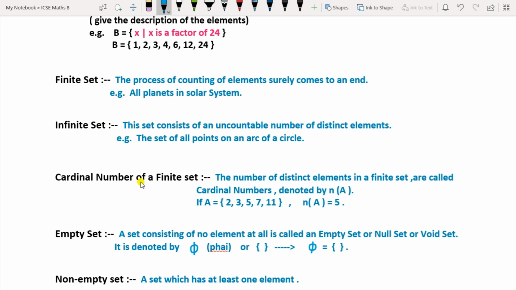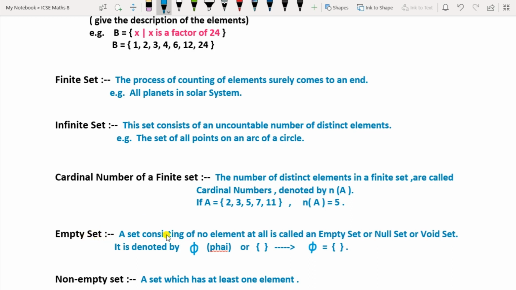Then the cardinal number of a finite set. When the set is finite, the number of elements in that set is called the cardinal number, and it is denoted by n(A). If A is a set of elements 2, 3, 5, 7, 11, then there are 5 elements in this set. So n(A) will be 5.